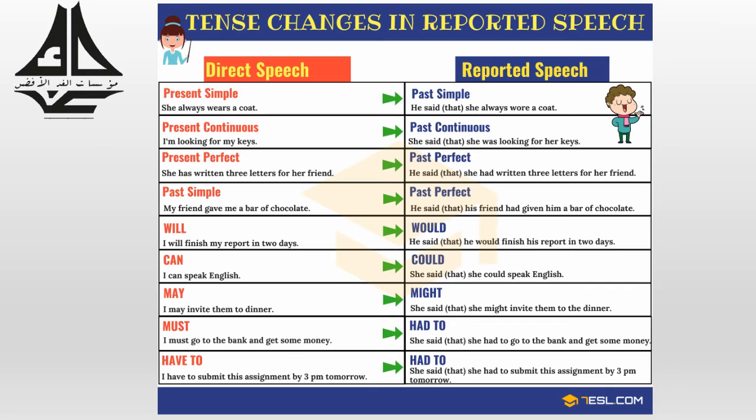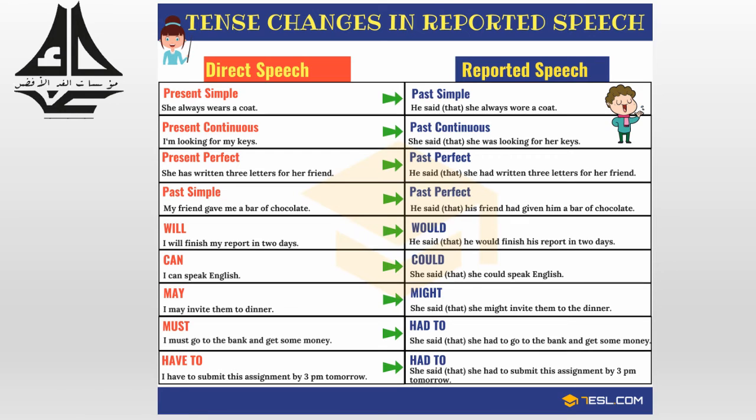The simple past is changed to the past perfect. My friend gave me a bar of chocolate. He said that his friend had given him a bar of chocolate. Will is changed to would. For instance, I will finish my report in 2 days. He said that he would finish his report in 2 days.